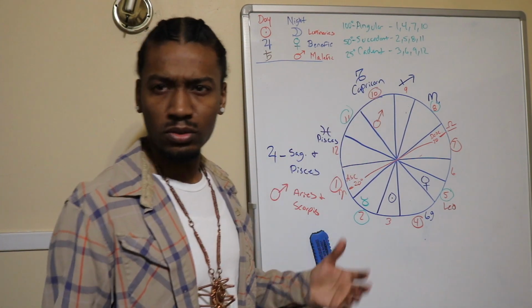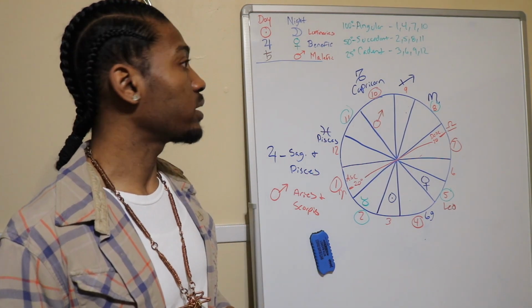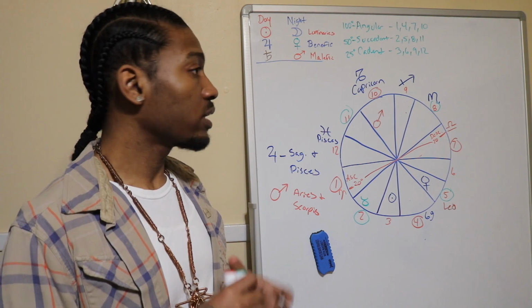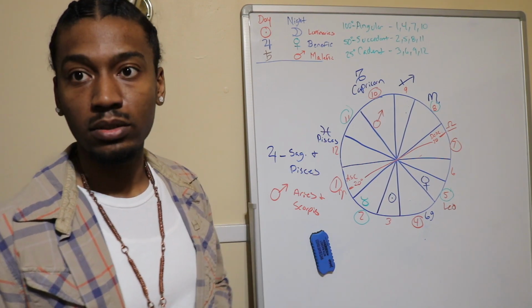So that's just a little bit of information, a Hellenistic concept on planets that are on your team in daytime and nighttime charts. So you can use this technique, you know what I mean?